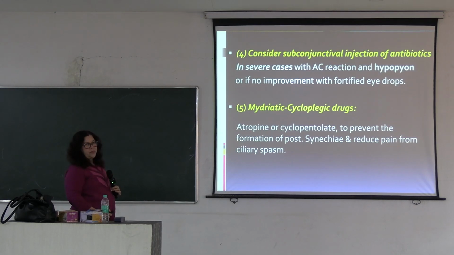Then mydriatic and cycloplegic drugs. They are given to relieve the pain and to prevent posterior synechia. Posterior synechia means adhesion between the iris and the anterior surface of the lens. If we atropinize or give cycloplegic drugs, they prevent the formation of posterior synechia and also reduce the pain by relieving the spasm of the ciliary body.